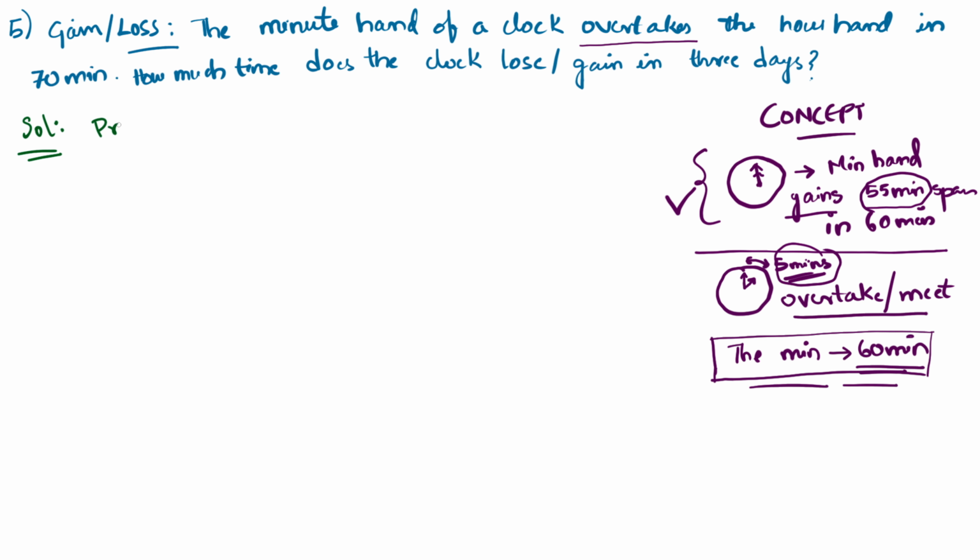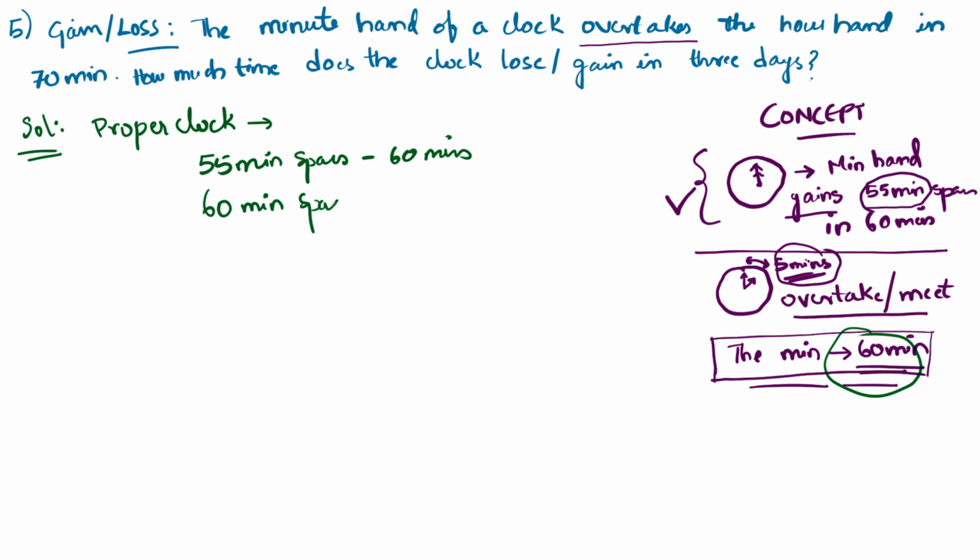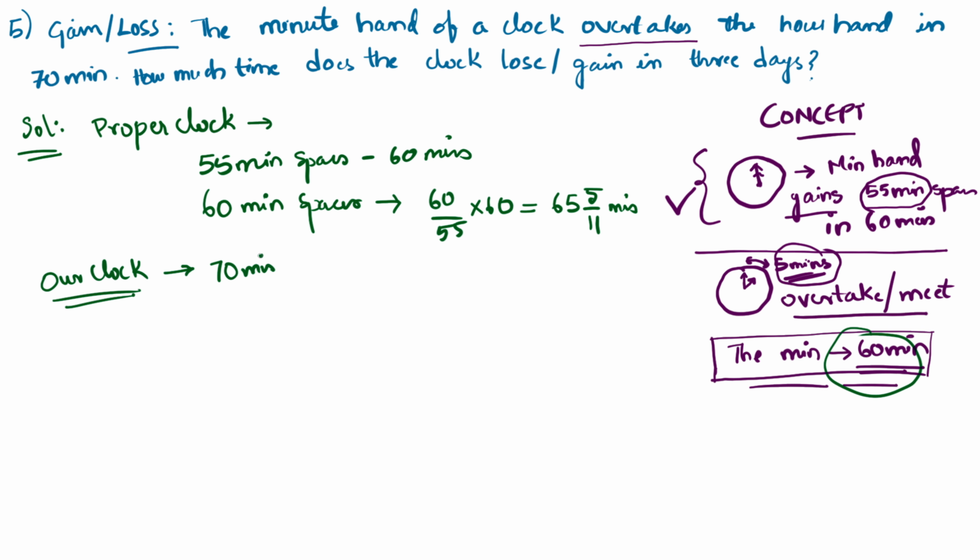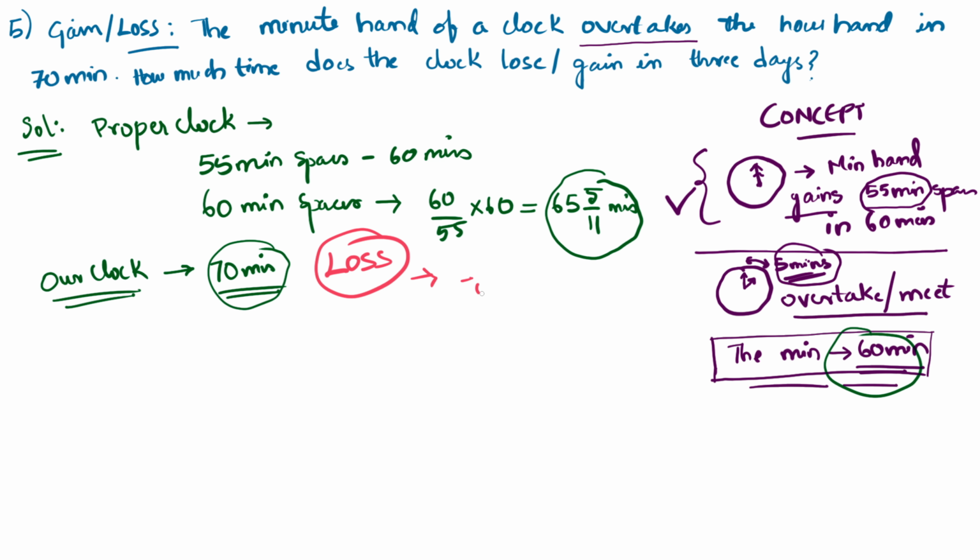Well, to find out the time taken to cover these 60 minute spaces, we have by direct proportion, if 60 minutes is taken to cover 55 minute spaces, it takes 65 5 by 11 minutes to cover 60 minute spaces. But instead of doing it in 65 5 by 11 minutes, our clock is taking 70 minutes. And this means that our clock is losing 70 minus 65 5 by 11 minutes, which is 4 6 by 11 minutes every 70 minutes.